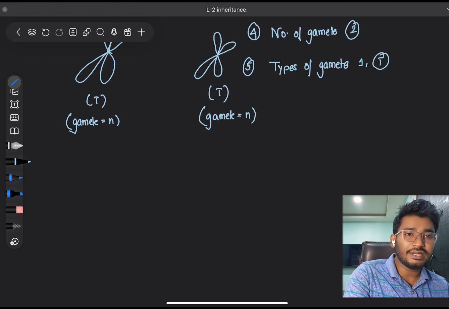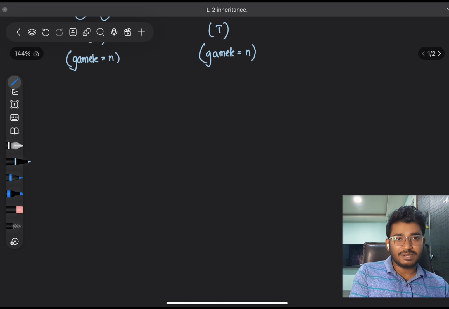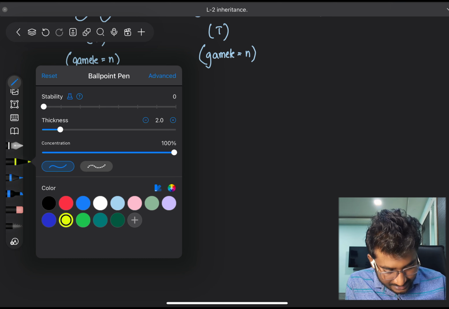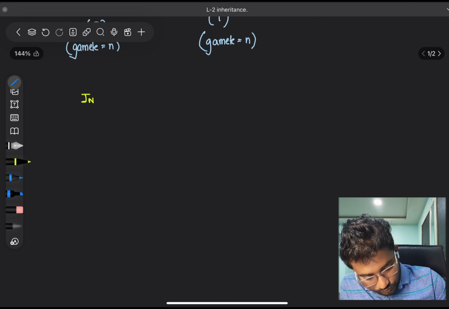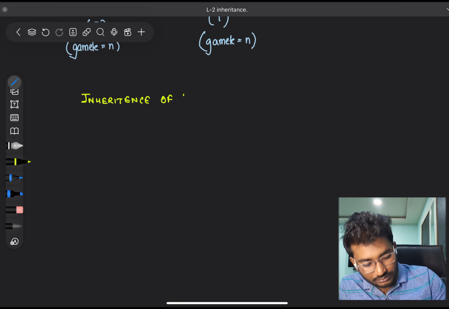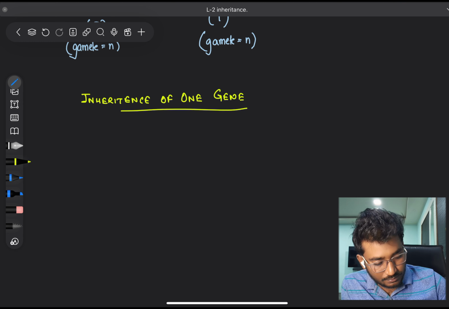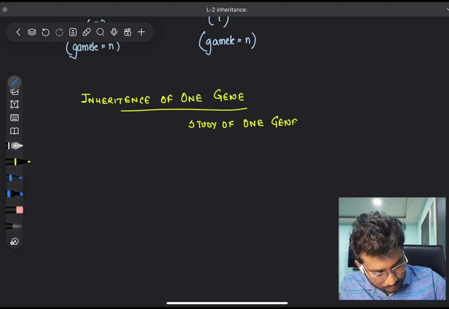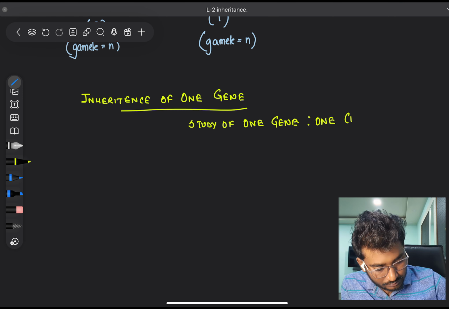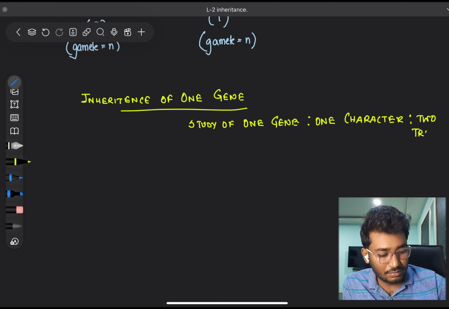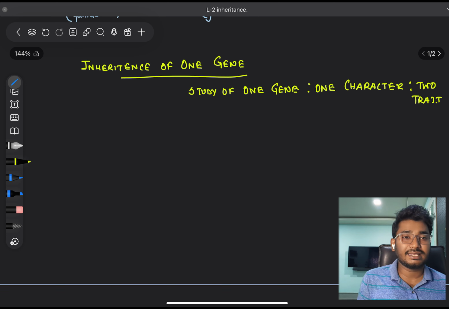Okay, now come to the next topic. Give the topic as inheritance of one gene, that is, study of one gene, one character, one trait. Inheritance of one gene: the study of one gene, one character and two traits.